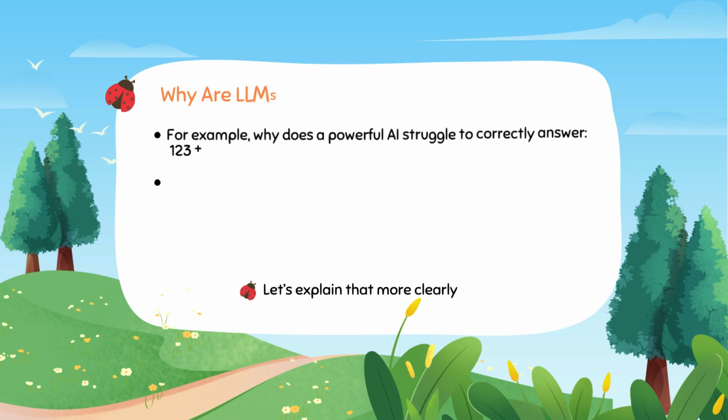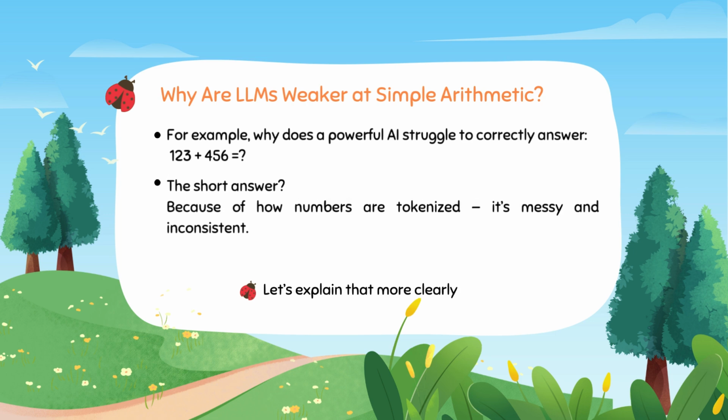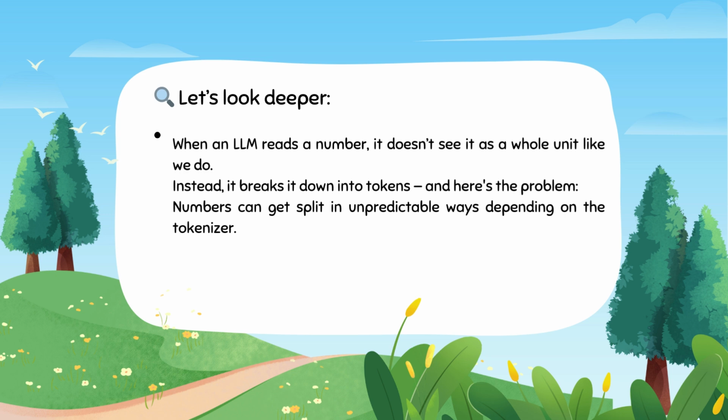All right, question number 3. Why are LLMs bad at simple arithmetic? For example, why does a powerful LLM struggle to correctly answer 123 plus 4,156 equals? The short answer? Because of how numbers are tokenized, it's messy and inconsistent. Let's look deeper. When an LLM reads a number, it doesn't see it as a whole unit like we do. Instead, it breaks it down into tokens. And here's the problem. Numbers can get split in unpredictable ways depending on the tokenizer.